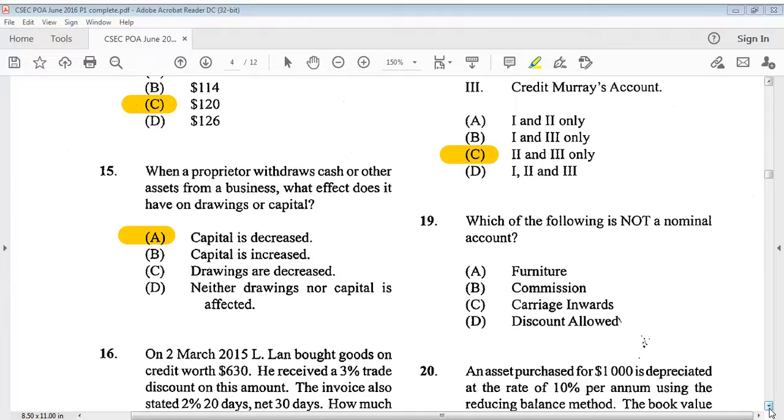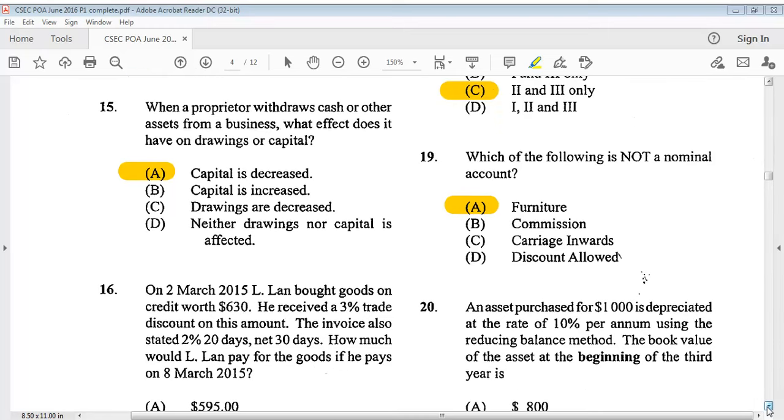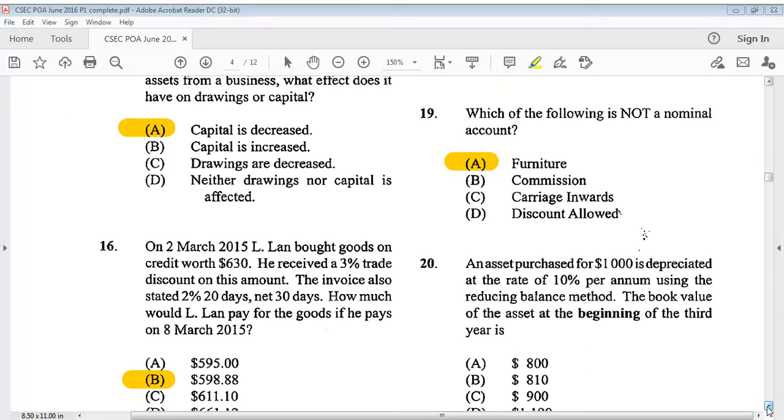So we know that. What would be our answer? A, furniture. All the others are. So that one is not. That's crucial when you see questions like this. It means that all 3 of the answers are and 1 is not.